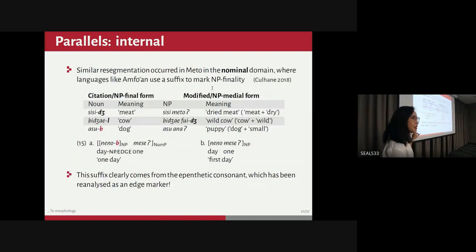There's also a nice Meto-internal parallel where we know that this resegmentation happened because a bunch of Meto languages innovated this kind of special nominal suffix. This is a special suffix that occurs if the noun is the last thing in its phrase, right? So if you have it in citation, meat is sisij, cow is bijai, dog is asub, right? And if you have it in a compound or modified, suddenly these final consonants disappear.